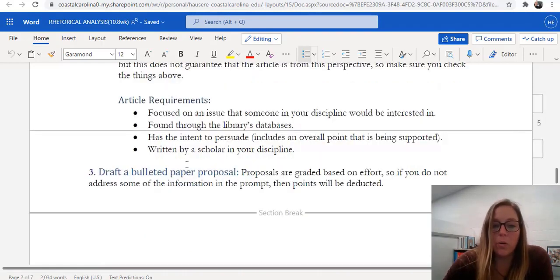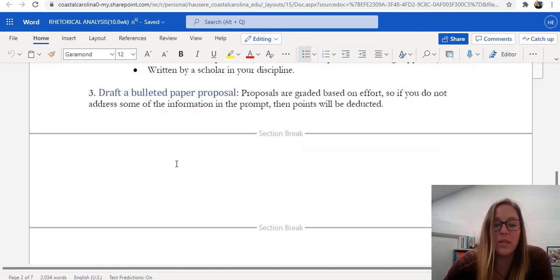So here are the article requirements. Focus on an issue that someone in your discipline would be interested in, found through the library's databases. It has the intent to persuade. It has to include an overall point that's being supported. It can't just be informative. And it's written by a scholar in your discipline.